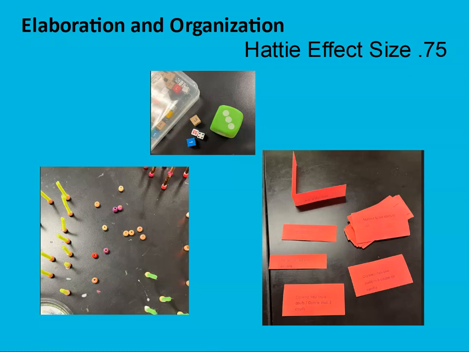Elaboration and organization has a Hattie effect size of 0.75. Okay, so to play a game, both you and the students have to be organized if you're going to play the game successfully. For you, can you pass out all the pieces quickly and efficiently? Do you have the scaffolds ready to go? What's your backup plan if the game goes south or just not what the students need right now? Have you explained the rules? Are the students ready to actually apply the skill that you're teaching?